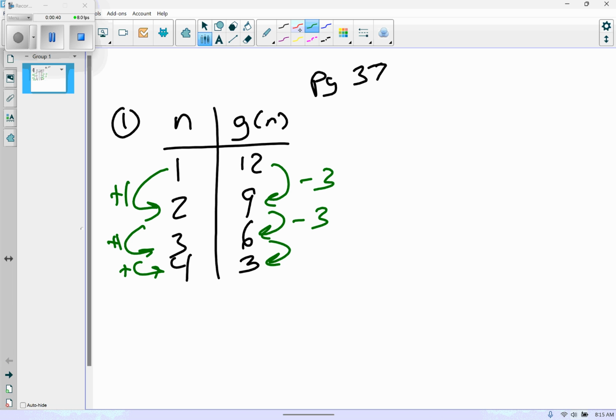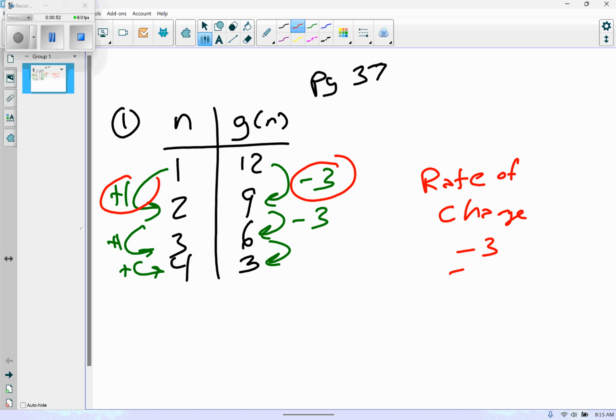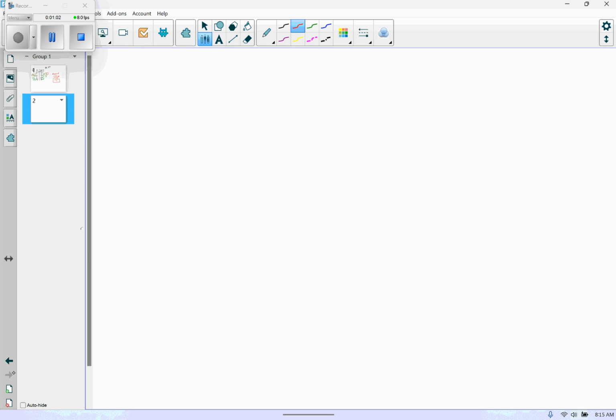So we're going to take this and make it a fraction over this. So the rate of change is -3 over +1. You might have heard the term slope before. That's the same idea. If you look at the other problem, we have a graph.